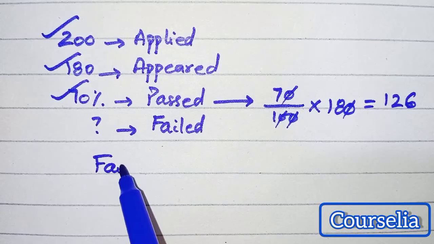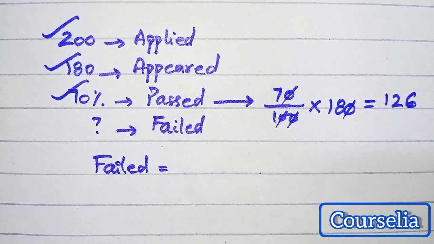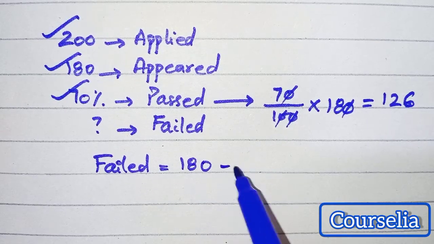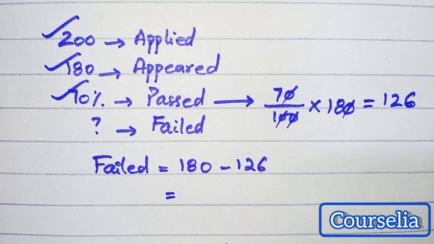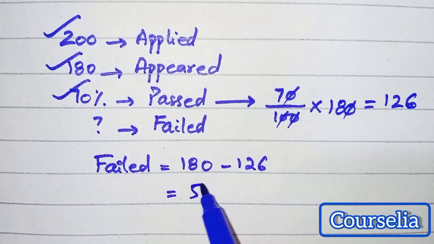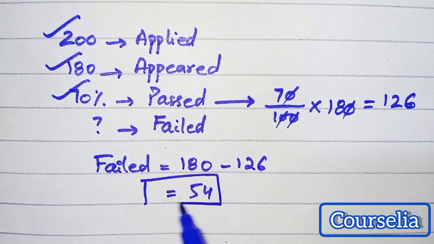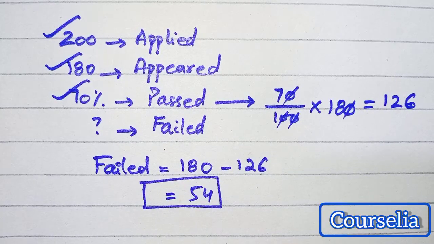अब फेल्ड निकाल लेते हैं कितने हैं. 180 appeared, 126 passed. How many left? 54. And this is the answer.